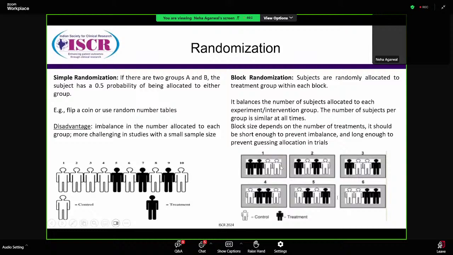If you increase the block size too much, let's say you take a block size of 8 patients, then you might again have imbalance. The whole idea of block randomization is to avoid that imbalance, so you don't want to increase the size of the block. And what happens if you make the block size very small? Then you can predict the next allocation. So the block size has to be decided very carefully, depending on the sample size and the number of treatments in the study.